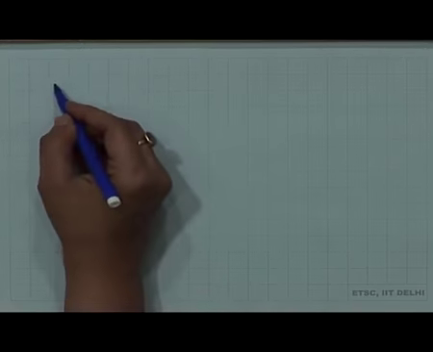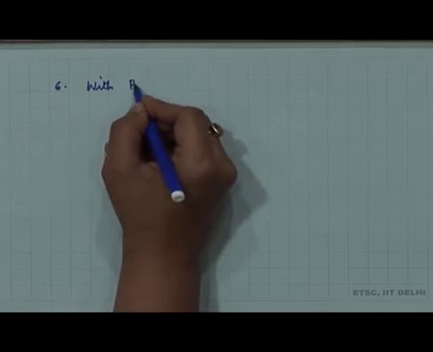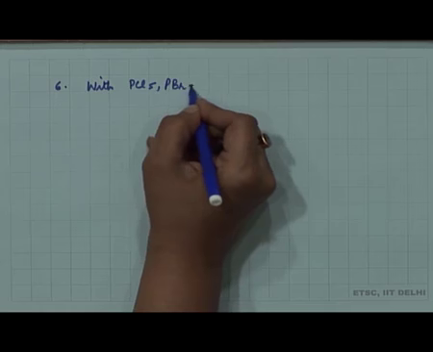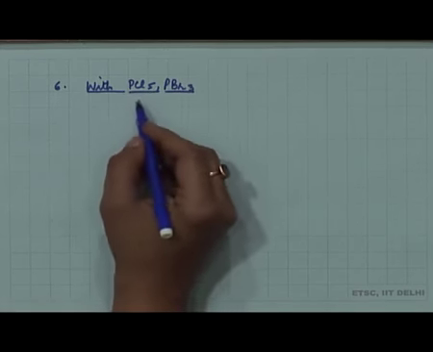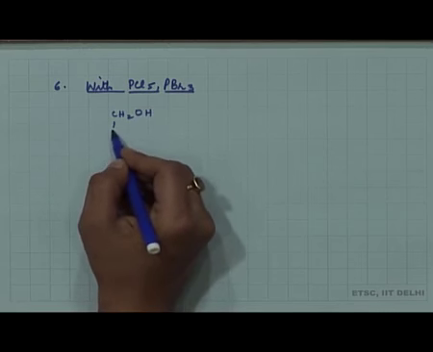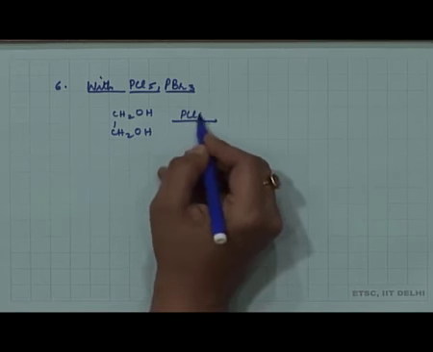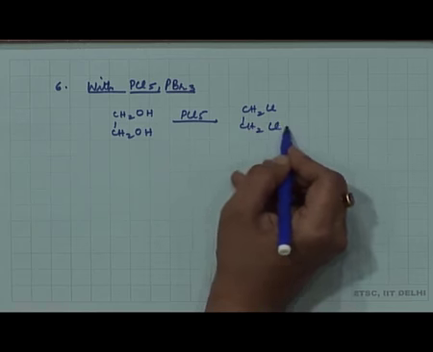So, these are straightforward reactions dealt with earlier also. With PCl5, PBr3, what will happen to the diol? What was happening to your monohydric alcohol? Same thing will happen here also. So, you treat it with PCl5, you will get the corresponding dichloro compound.